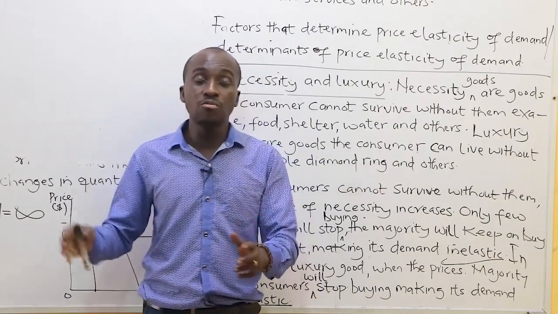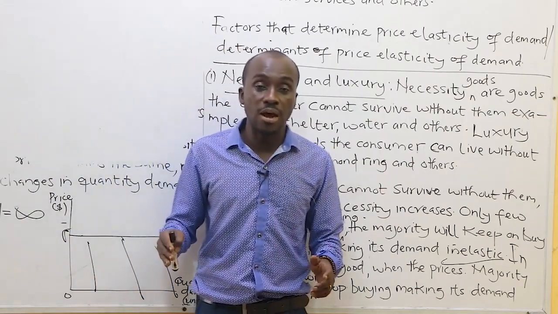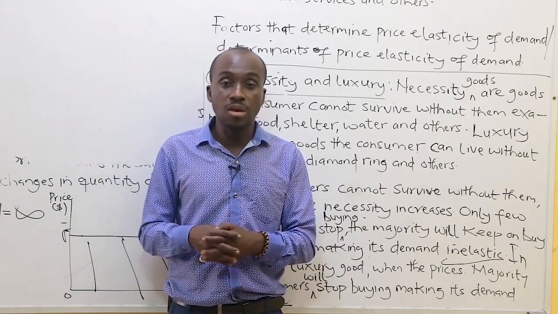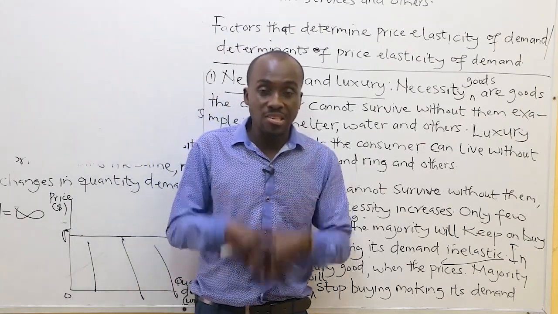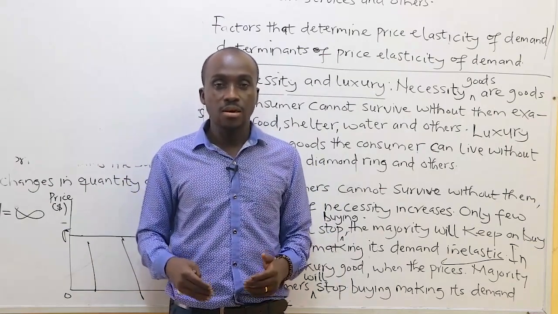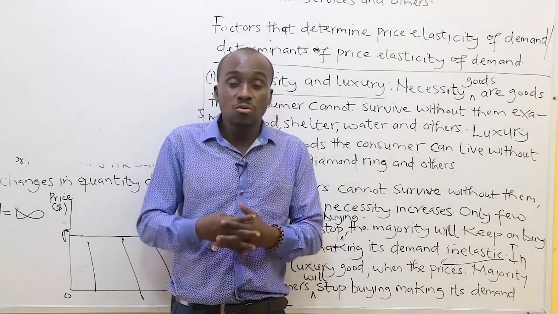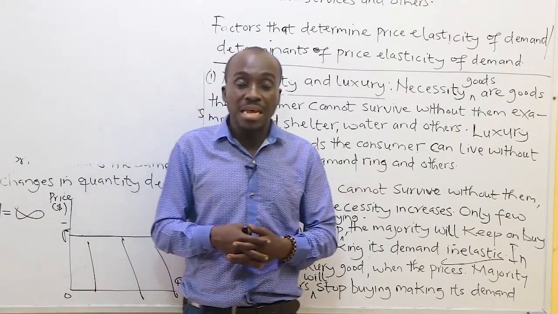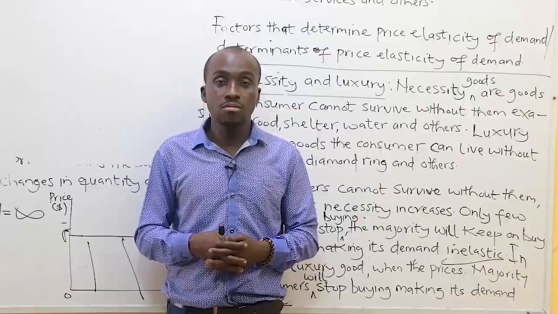Necessity, because we cannot live a day without our necessities. Then when the price goes up, only few people stop buying and the rest keep on buying, making the demand inelastic. With the case of luxury, like a diamond ring, I can live without a diamond ring. When the price goes up, I will decide not to buy, making the demand for that product elastic.